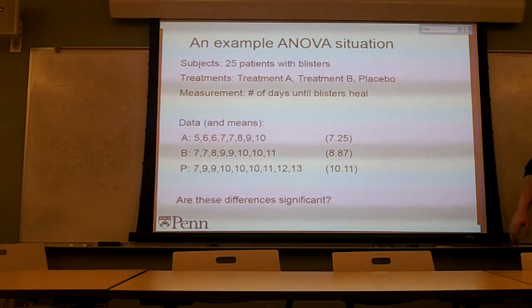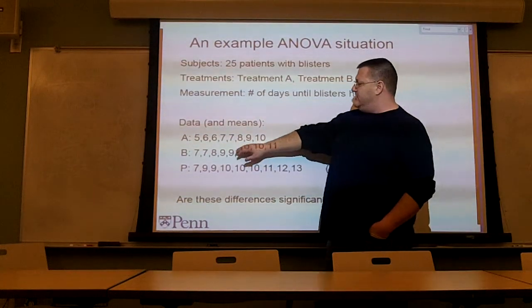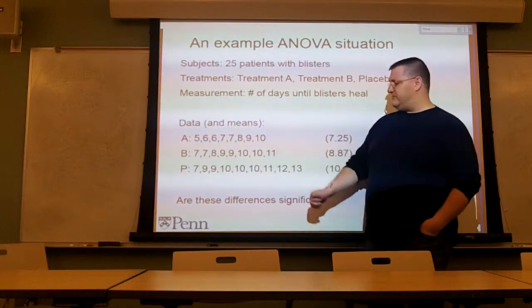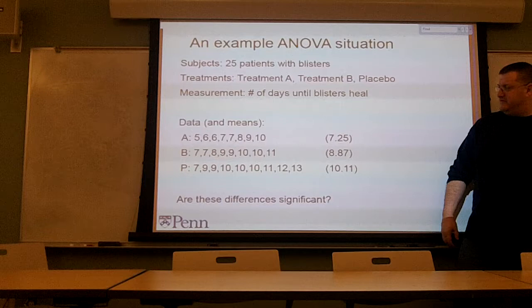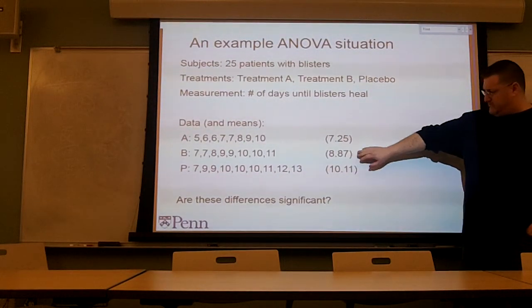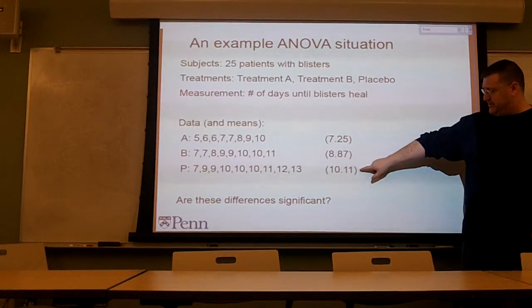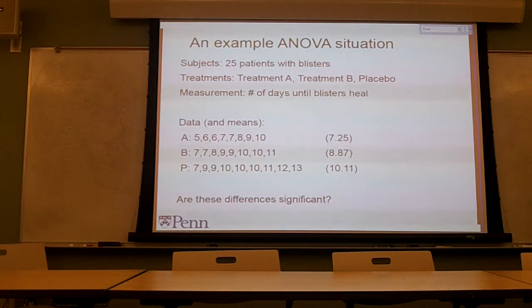So here are the data. For the people who are randomized to treatment A, here are the number of days it took for them to become blister-free, with a mean of 7.25 days. The data for people receiving drug B, 8.875 days. And then for the people in the placebo, 10.1 days to blister-free.